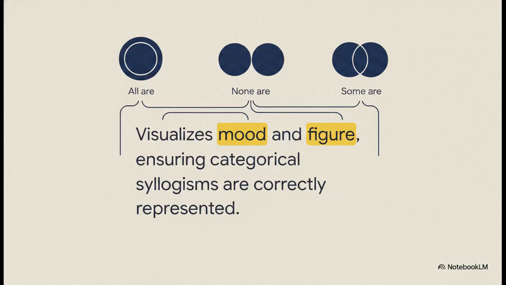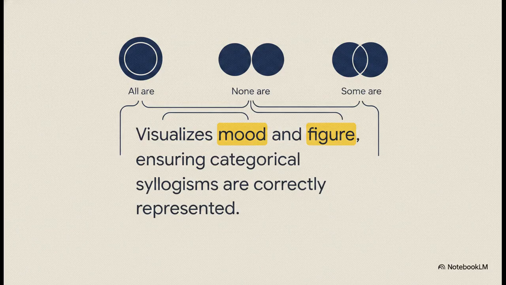Now, in formal academic logic, Venn diagrams are especially vital for visualizing what logicians call mood and figure in categorical syllogisms. I know, fancy words, but mood and figure basically just dictate the exact structure of an argument. This visual logic ensures that universal affirmatives, statements like all S are P, are represented by shading out the region of S that falls outside of P, essentially declaring that space conceptually empty.